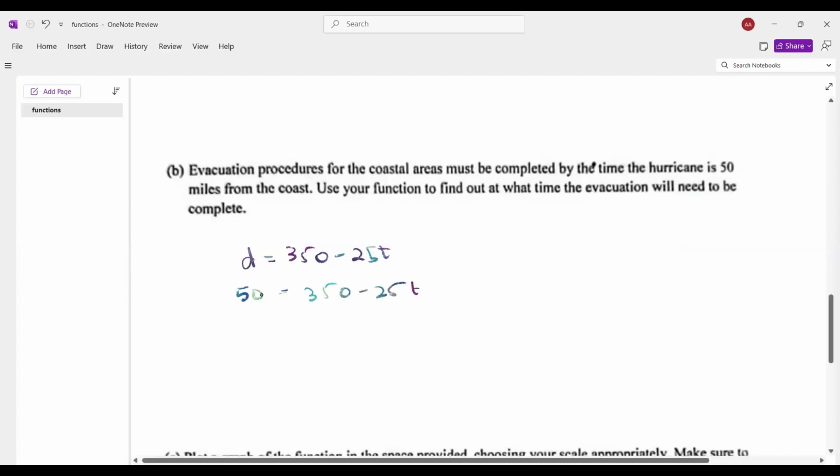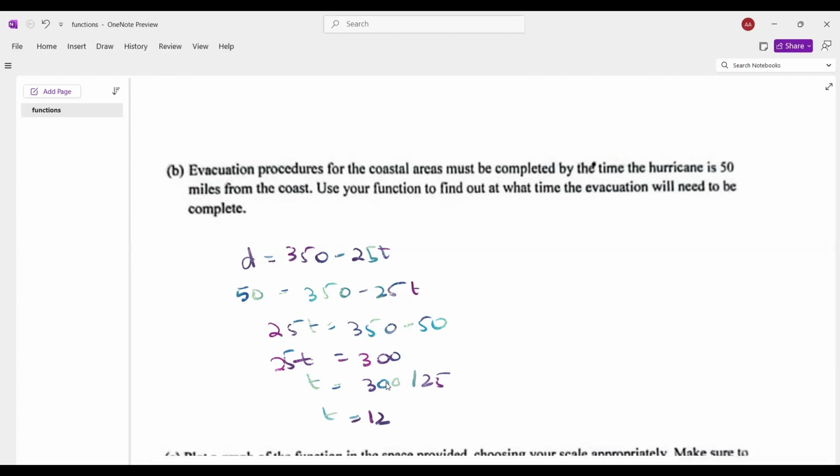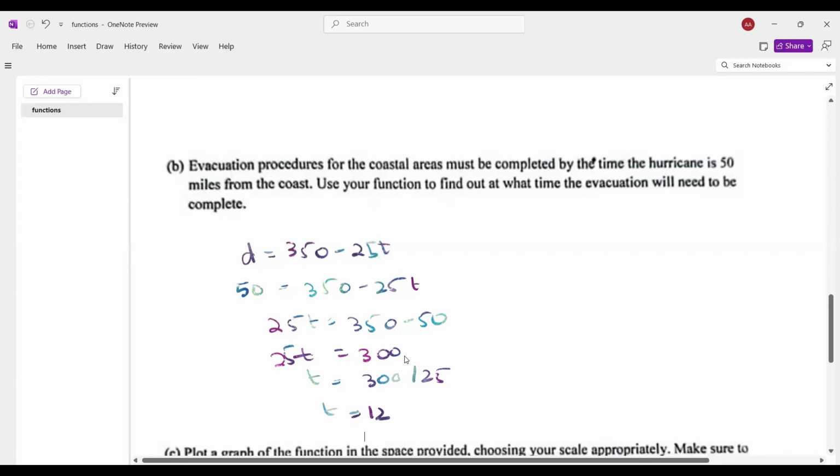Whatever we are finding, we try to bring that particular variable to the left-hand side. So 25t equals 350 minus 50, which becomes 300. So 25t equals 300, and t equals 300 divided by 25, which makes t equal to 12. So it means that 12 hours after 8 a.m., the hurricane will reach 50 miles from the coast, and in 12 hours they have to evacuate the area.